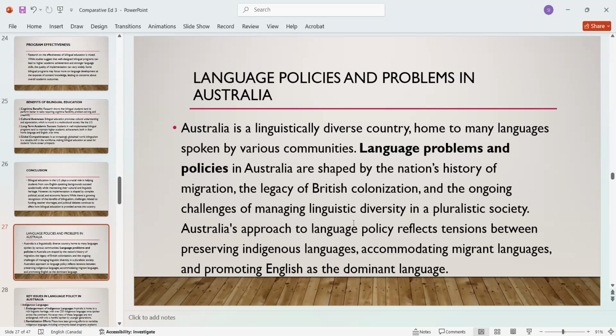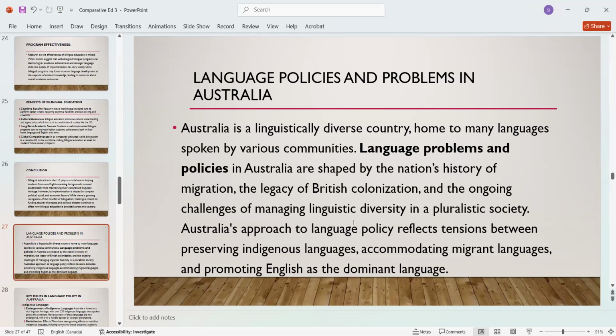Right. So our subject is comparative education. Whatever we learn, we used to compare, right? So now we have learned what the language policy is in America, the US. Here we are going to compare that with Australia, right? Language policies and problems in Australia.